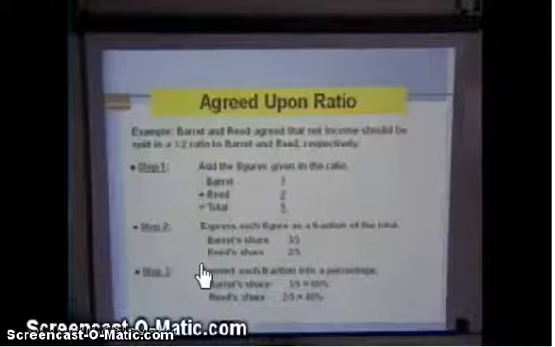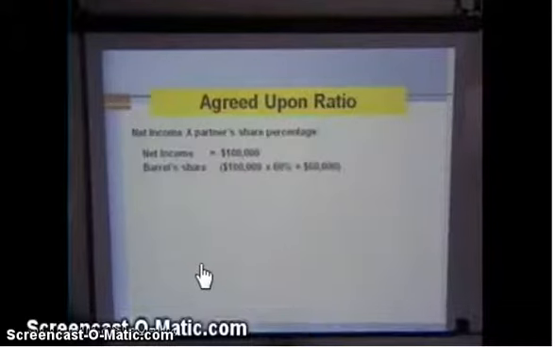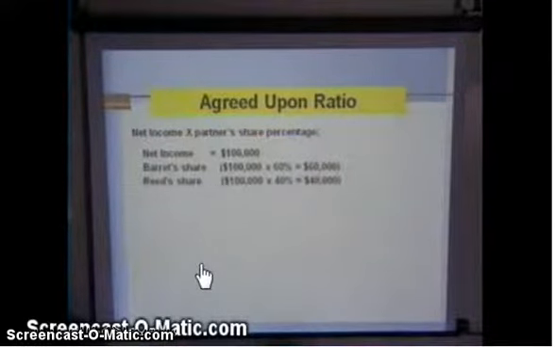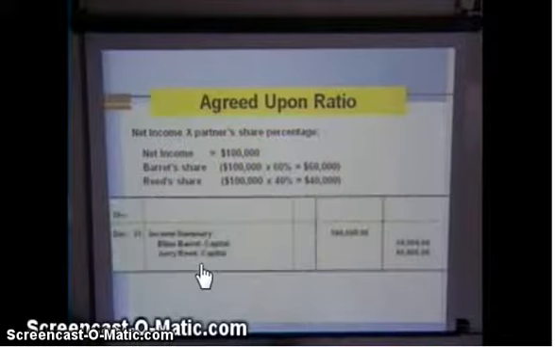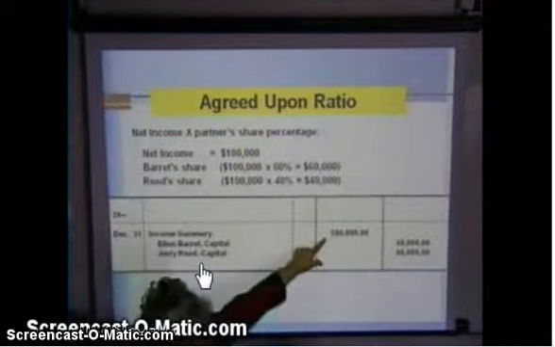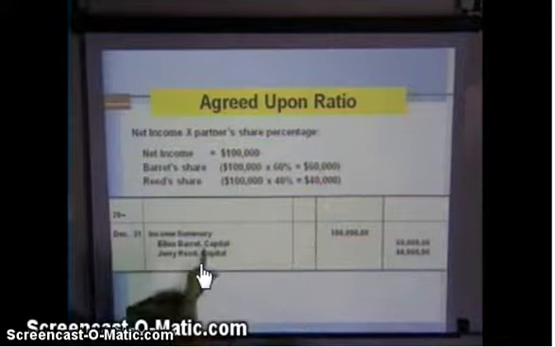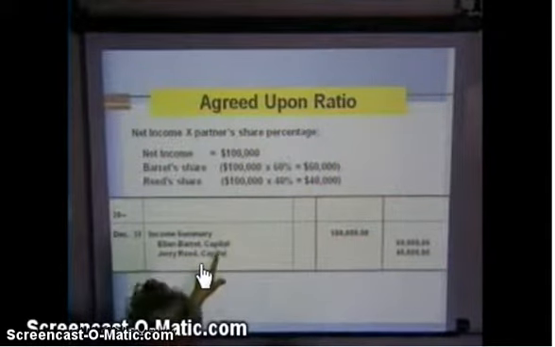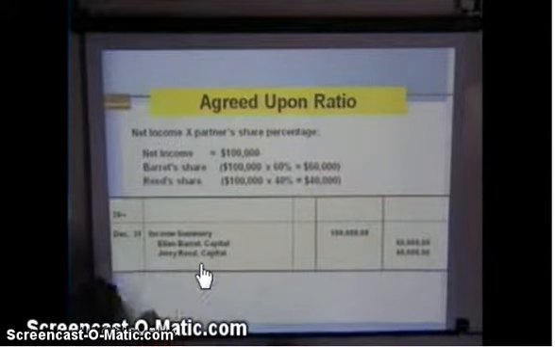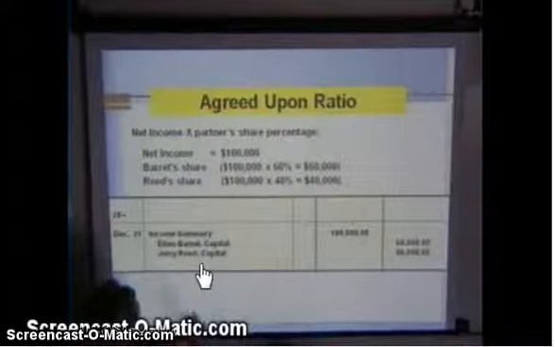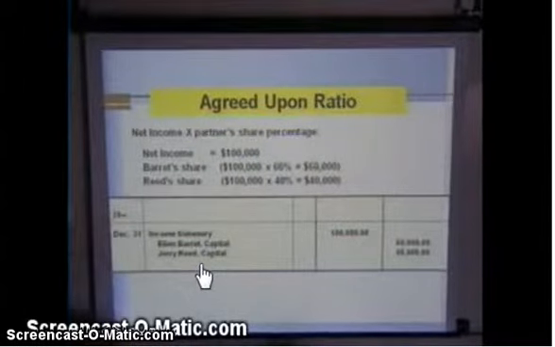So the net income is 100,000. To figure out Meredith's part, we multiply it times 50% to get his part. Reed's going to get 40%. Then we just move it out of the income summary. There's our 100,000. We've taken it out of the income summary, and we're putting it into their accounts in the 60/40 ratio. And we've closed out income summary.